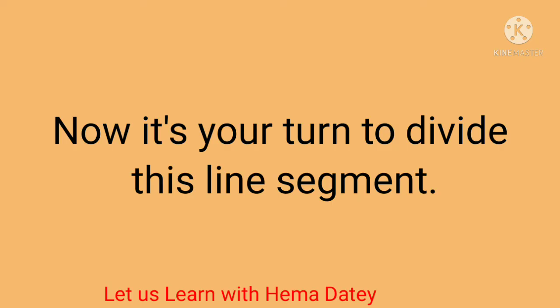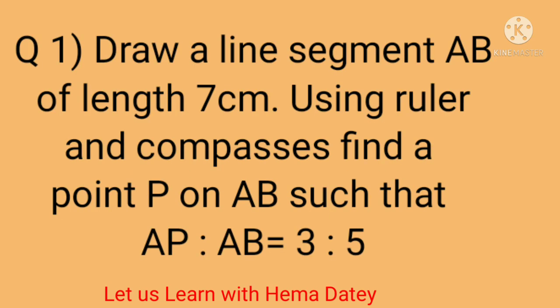Now, it's your turn to divide this line segment. Question number 1. Draw a line segment AB of length 7 centimeters. Using ruler and compasses, find a point P on AB such that AP ratio AB is equal to 3:5.